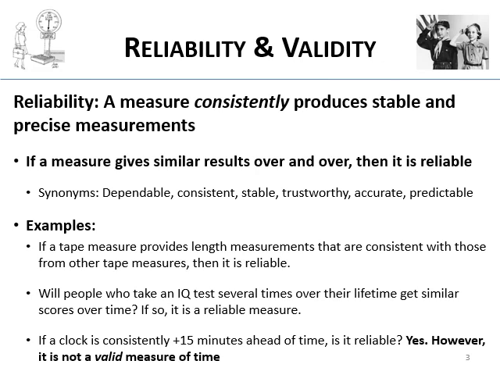How about this one? It's a little weird. What if you had a clock that's consistently 15 minutes ahead of time? Is it reliable? Yeah, it's reliably 15 minutes ahead. But what it lacks is validity. It's not a valid measure of time. So it's not giving you the right time. So we'll talk about validity next.